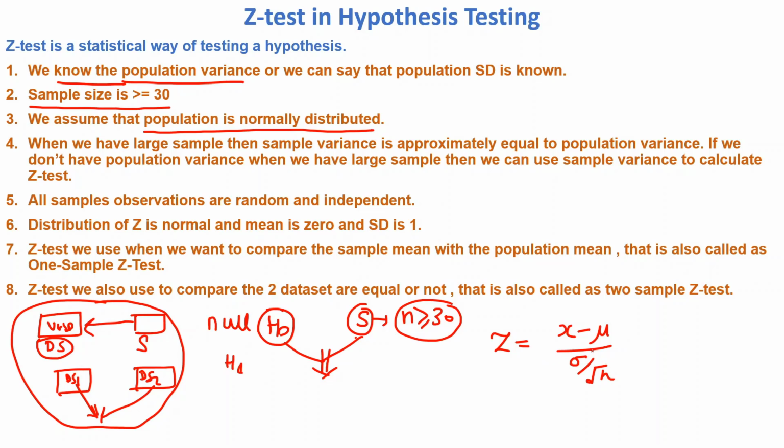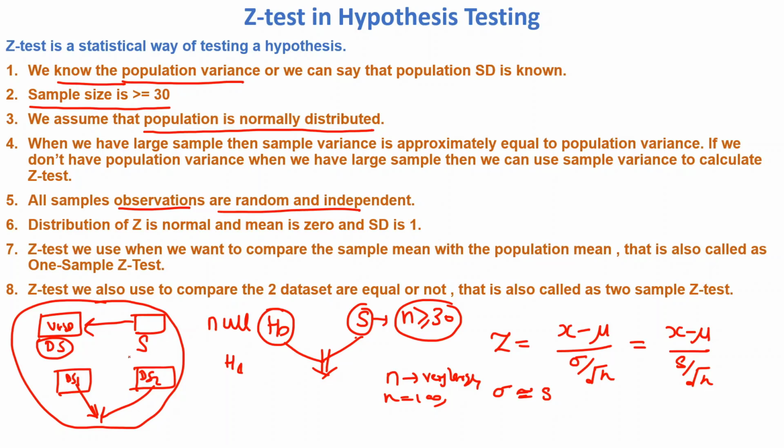If our n is very large, let's say we have a sample size of 100, what would happen? In that case, sigma, the population standard deviation, is approximately equal to the sample standard deviation. So we can replace it in this equation, with s divided by root n. And all the sample observations are random and independent. Whatever samples we collect from the population should be collected randomly and should be independent.